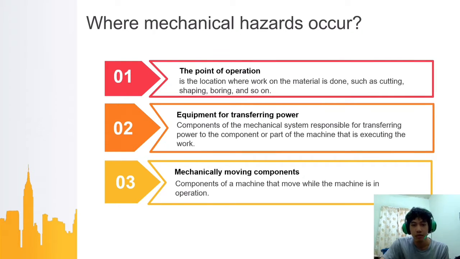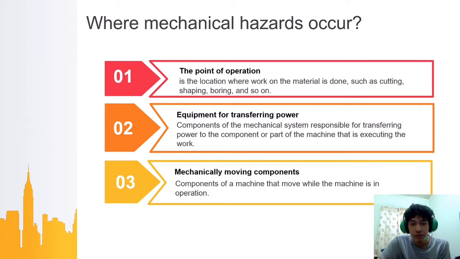There are 3 points here, and the first is the point of operation. The point of operation is the location where work on the material is done, such as cutting, shaping, pouring, and so on. The second is equipment for transferring power.